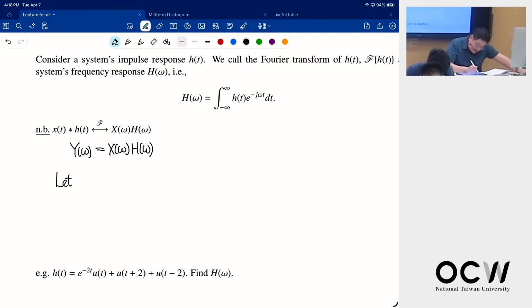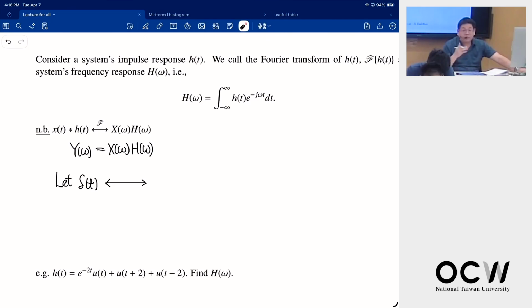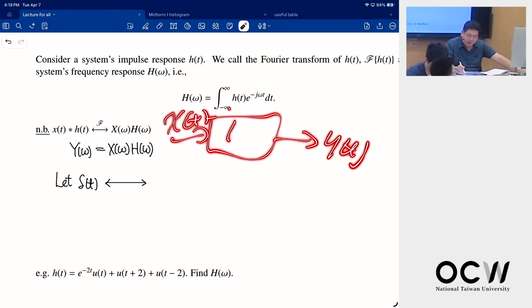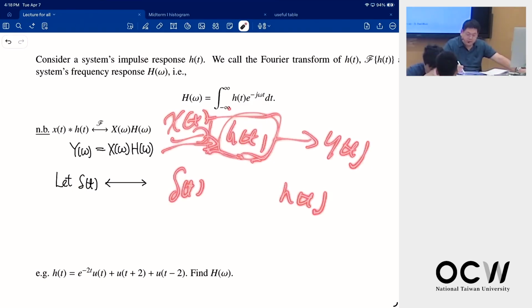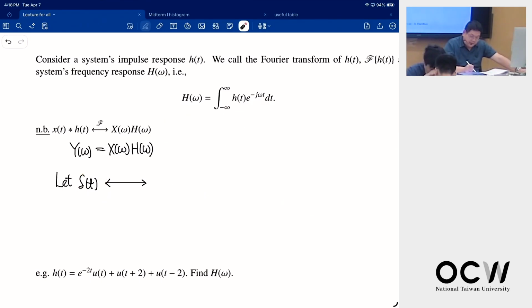And if we have the delta function, remember how do we know the system? I have x and a system, and y. If I don't know that system, what should we do? Send the delta function to that. Then you can get h, right? So let's see. The Fourier transform of the delta function is 1. Then I can get the frequency response right away.